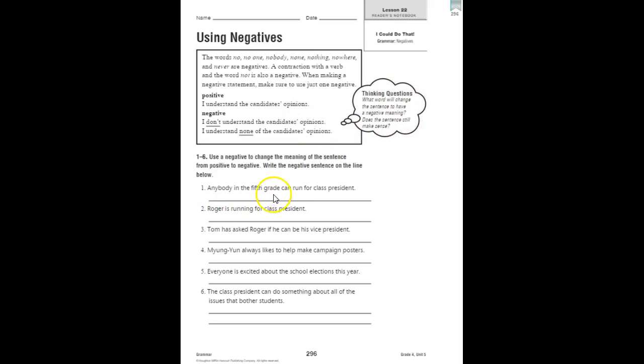Number 1, anybody in the 5th grade can run for class president. How would you change that to make it a negative? How about nobody in the 5th grade can run for class president? That would definitely change it to a negative. All right, and then you're going to work through the rest of this page, and then you will be done with grammar. It feels good, doesn't it?